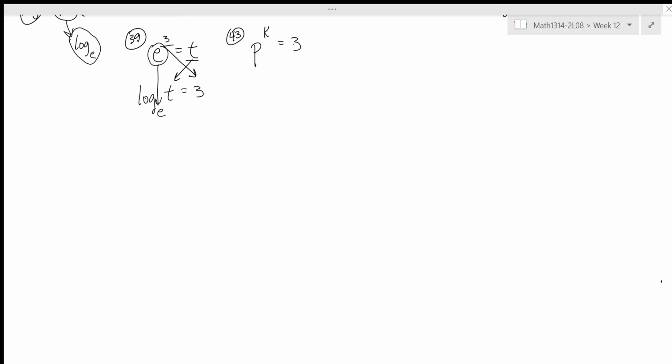So what is the base? Let's bring it down. That's going to be log base P of 3 equals k. Does everybody see how that's working? Does anybody have any questions?